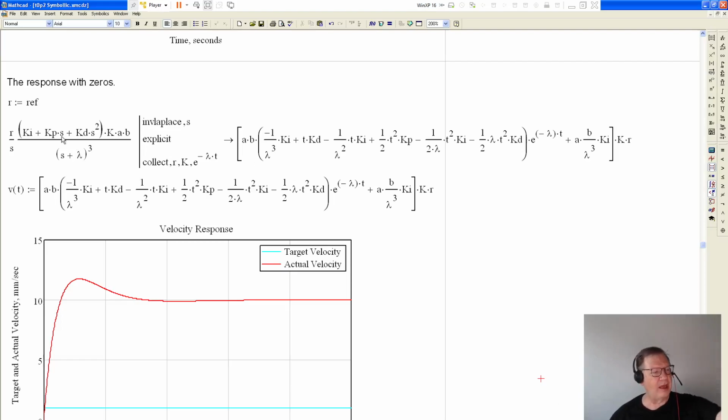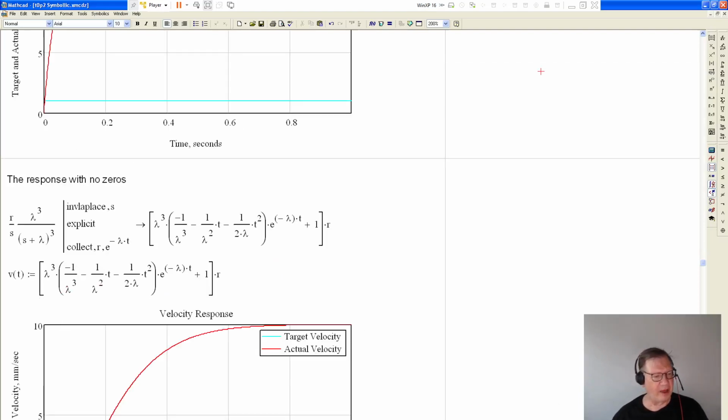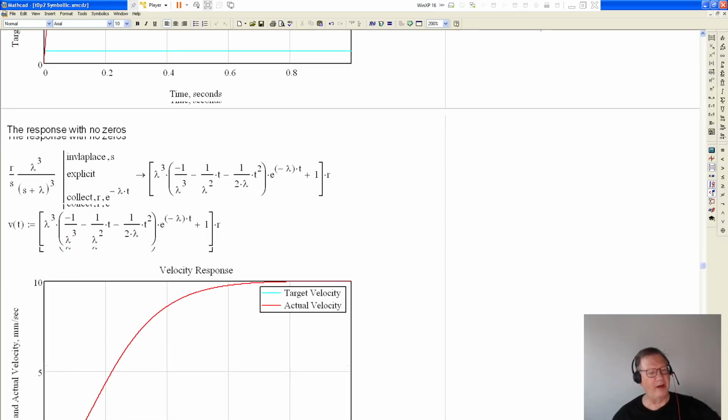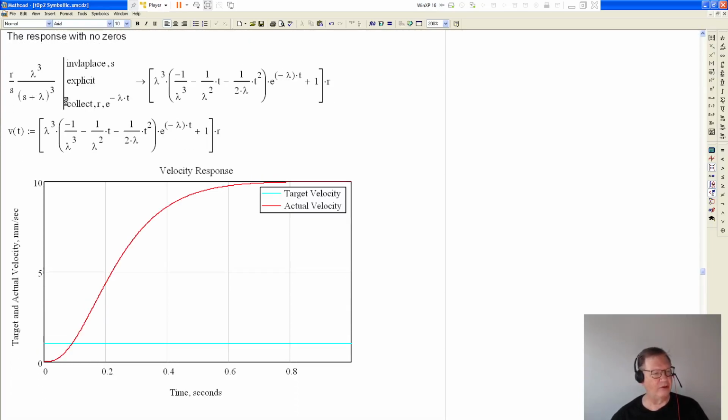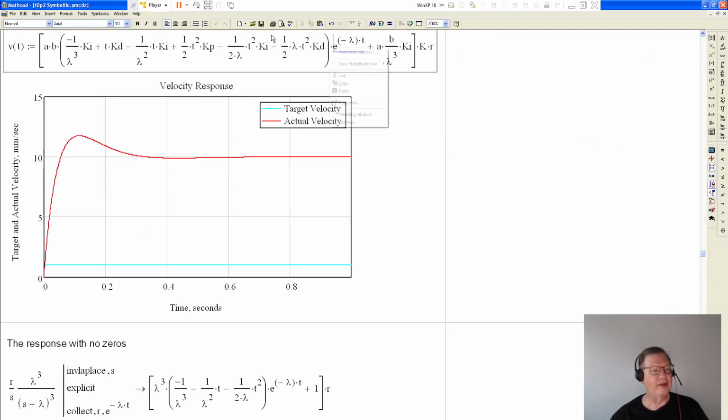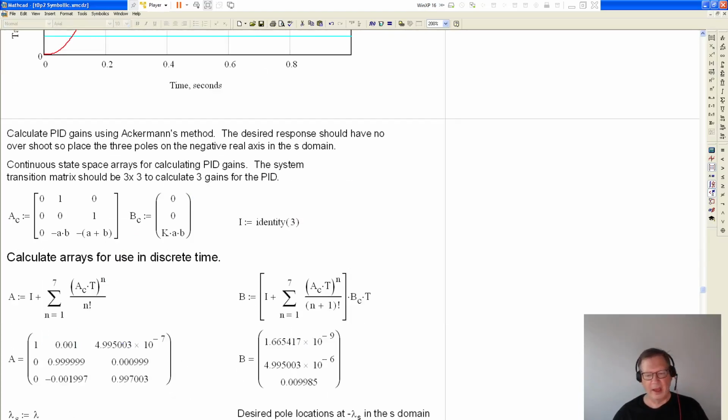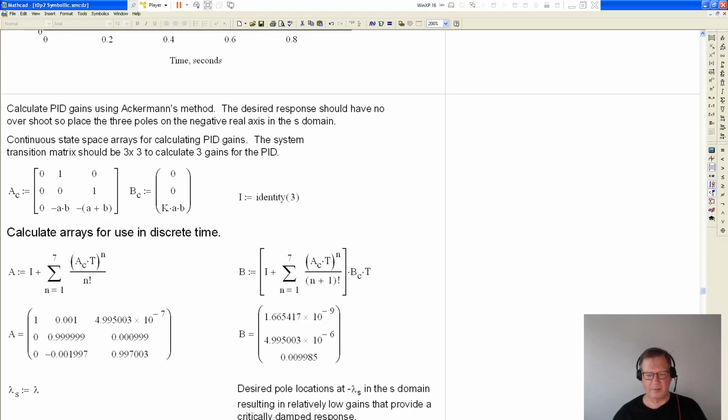If I take out the zeros, I get a response that looks closer to what we have up above. And you can see that I don't have the Ki, Kp, and Kd terms in here. And you can see that the error is going to decrease as a function of this e to the minus lambda t. And the same thing up here, except that you've got all these other terms that are causing the overshoot. And you can see these Kp, Kd, Ki, all these terms are creating the overshoot. They're creating the zeros.